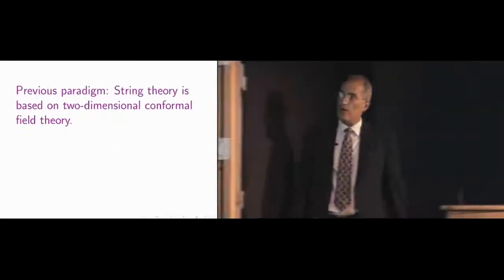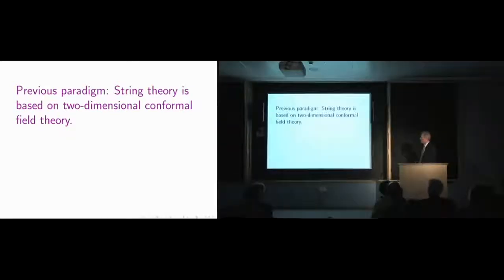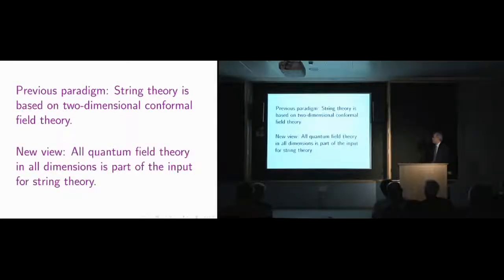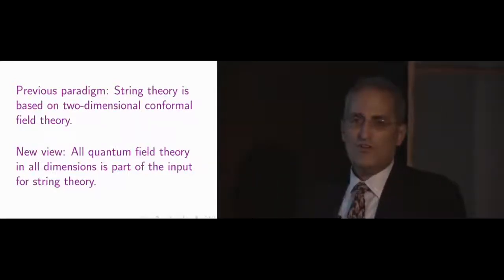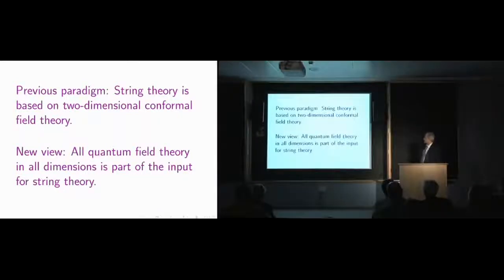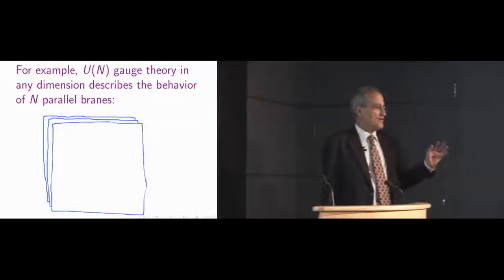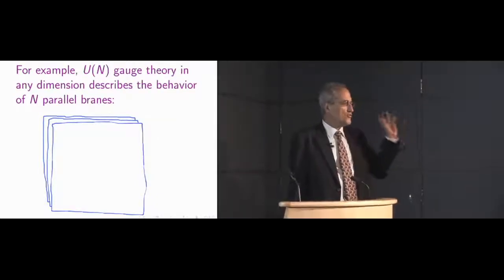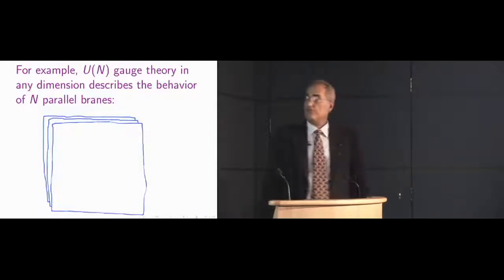So the previous paradigm was that string theory is based on 2-dimensional conformal field theory. The new paradigm, the new view, is that all quantum field theory in all dimensions, everything Feynman did or didn't do, and might have done using any variant of his ideas, is grist for the mill, is part of the input for string theory. So, for example, UN is a gauge group similar to what's used in the standard model, except the standard model uses particular values of n.